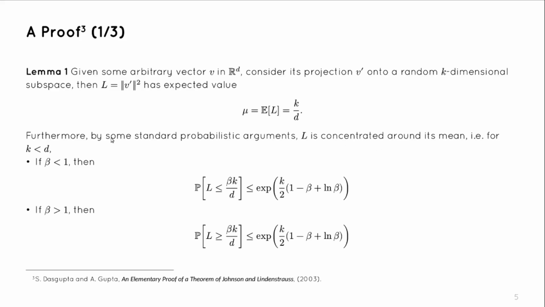So these are some very standard probabilistic arguments. L is concentrated around its mean, this mu. That is, if we take some beta smaller than 1, for example, the probability that L is smaller than beta times k over d, and we'll use that to get our bounds, is smaller than this exponential that depends on k and then 1 minus beta and the logarithm of beta. And if beta is greater than 1, then we have essentially the same thing. And so this is just a lemma. If you want the proof of that lemma, I refer to this. It's a very nice and clear proof.